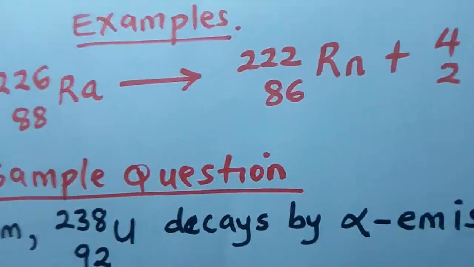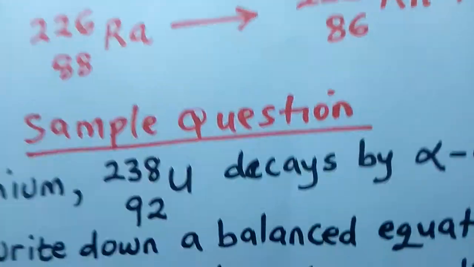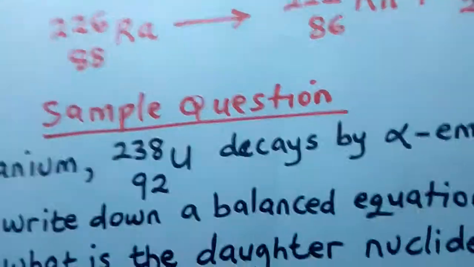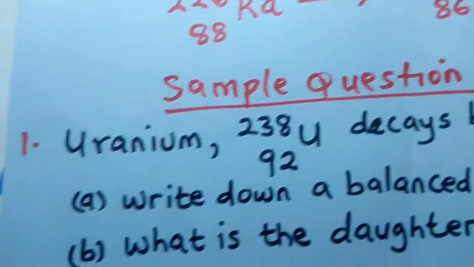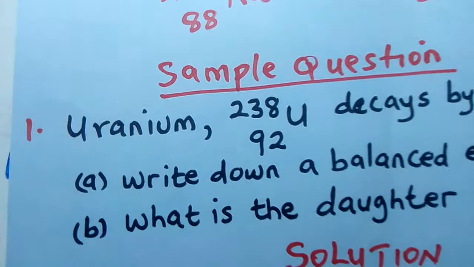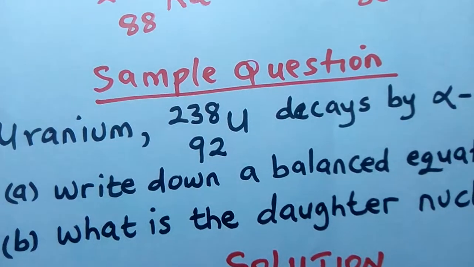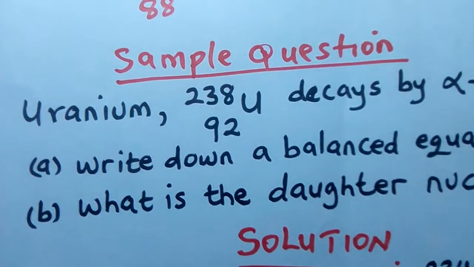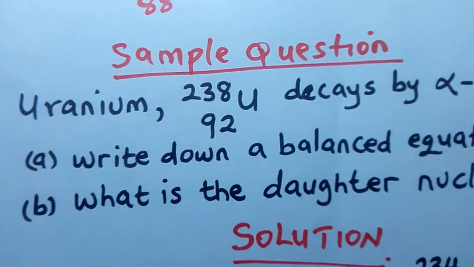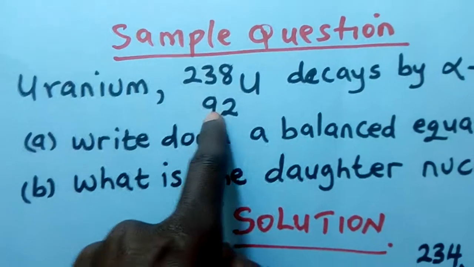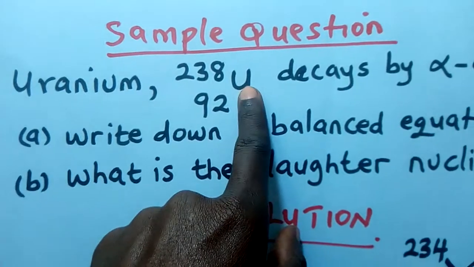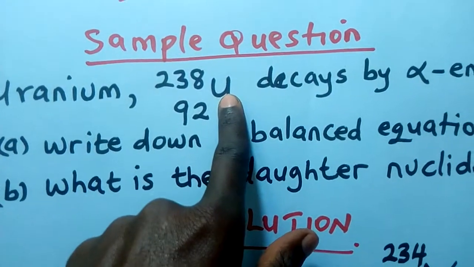Now let's look at some questions which can be set related to what I have just said. Sample questions. Let's look at question number 1. It says uranium, and I've written uranium 238. So the mass number is 238. The atomic number is 92. And this is U. U is a chemical symbol representing uranium.